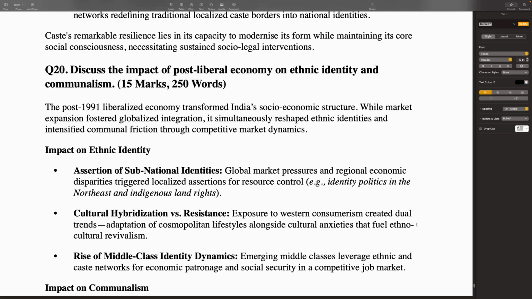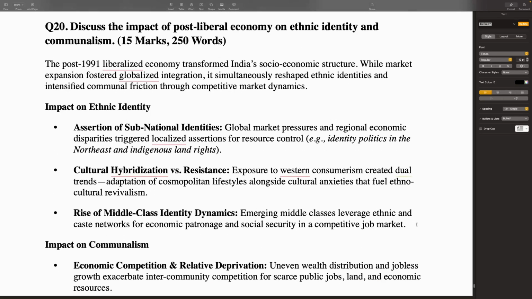Discuss the impact of post-liberal economy on ethnic identity and communalism. The post-1991 liberalized economy transformed India's socio-economic structure. While market expansion fostered globalized integration, it simultaneously reshaped ethnic identities and intensified communal friction through competitive market dynamics.